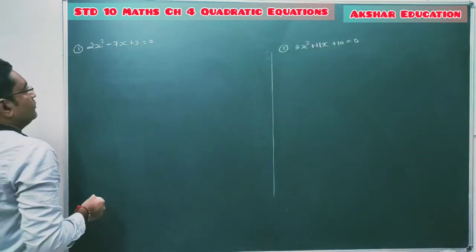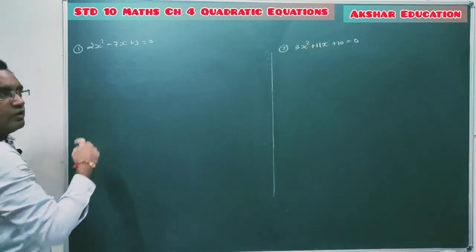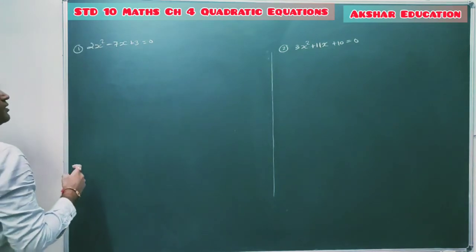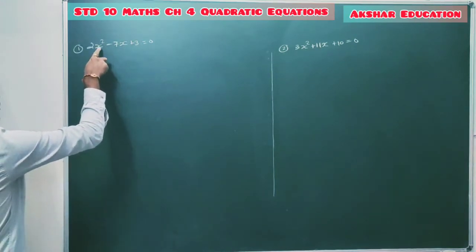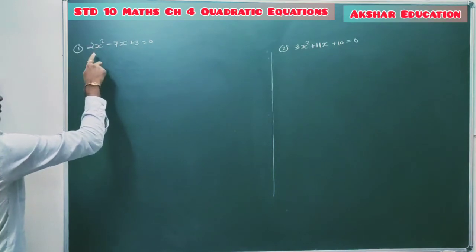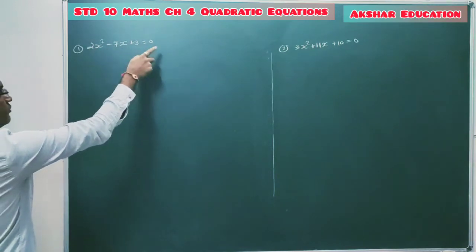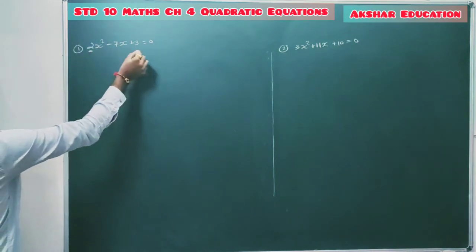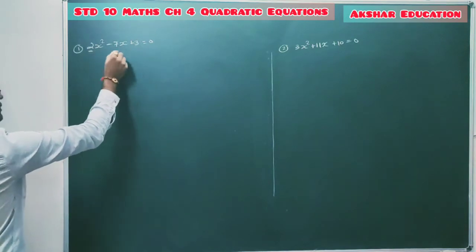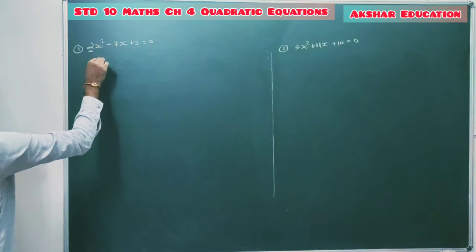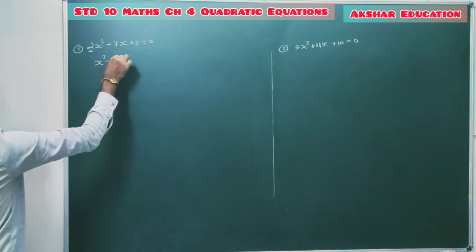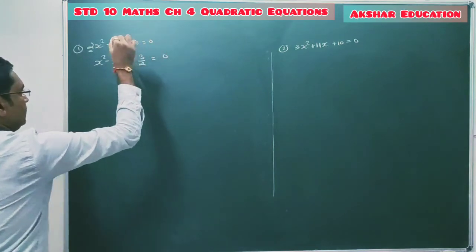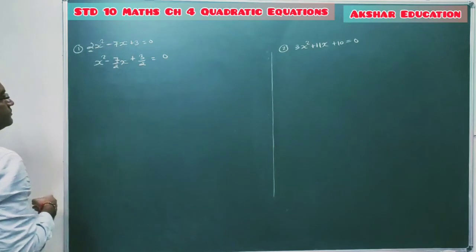Okay students, now question number 1, we have to solve this quadratic equation by using the completing square method. So how to solve this equation? First step, you have to remove the coefficient of x square by taking this 2 as common, or you can say dividing this equation on both sides by 2. So you have to divide all three terms by 2. So we are getting x square minus 7 by 2x plus 3 by 2 equal to 0. 0 by 2 is 0.